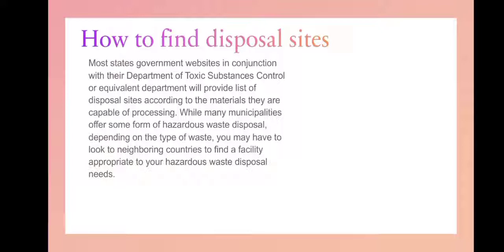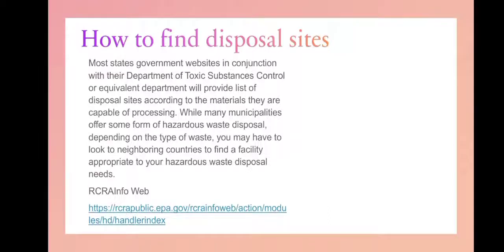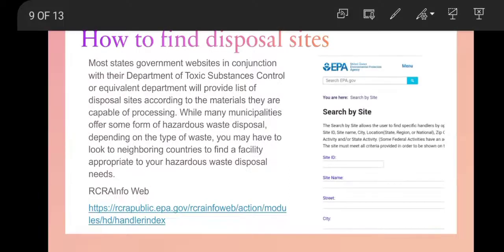So yes, you can search on websites like this. Just search RCRA InfoWeb, or you can click this link. Then just type your site ID, site name, street, city. Then you can find disposal sites.